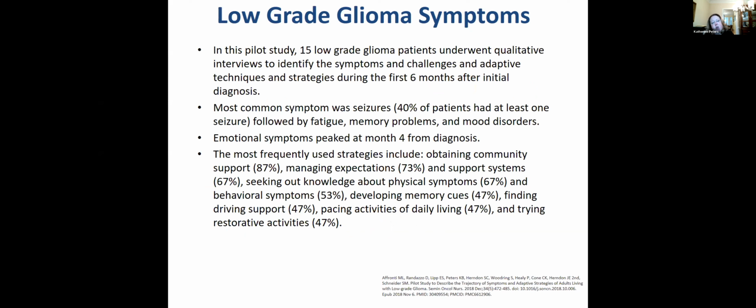In this pilot study, we showed in 15 low-grade glioma patients who underwent qualitative interviews that the most common symptoms they had were, again, seizures followed by fatigue and memory problems. Emotional problems seemed to peak around 4 months after diagnosis. But what was great about our patients is they actually did start to adopt some strategies to help overcome those challenges. One was obtaining community support, managing expectations, and developing support systems. Those were really the most common ones seen. And at the end of my slides today, I'm going to show you some examples about obtaining that community support for our patients, which is extremely important.